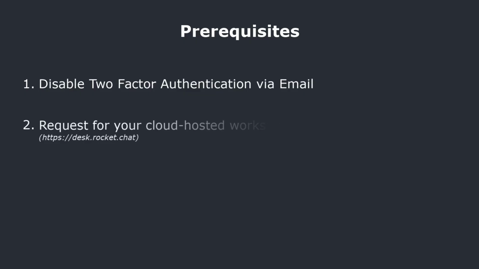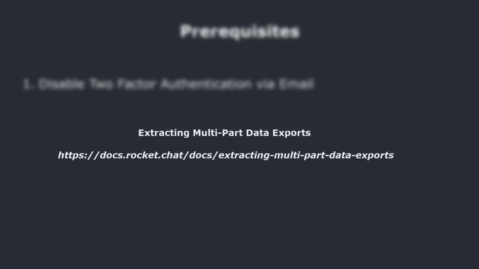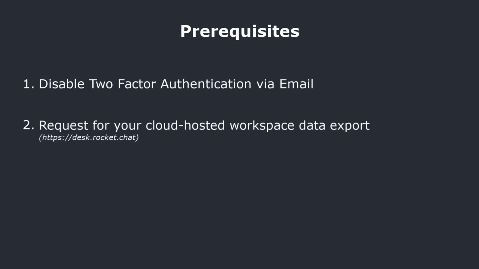Secondly, contact Rocket.Chat support to request a data export of your cloud-hosted workspace. This export contains all your workspace's messages, users, channels, and associated metadata. If your export is delivered in multiple parts, consult the official Rocket.Chat documentation on extracting multi-part data exports to consolidate them into a single file.